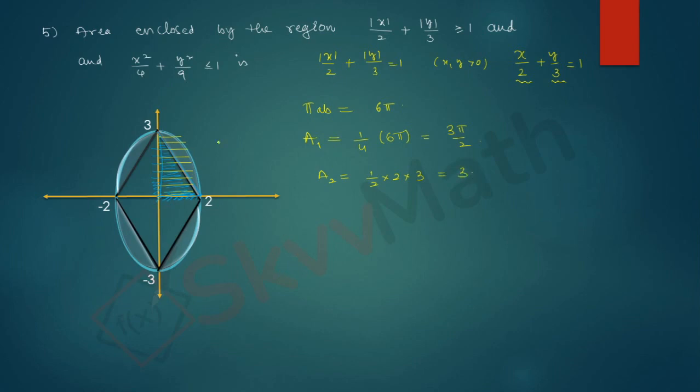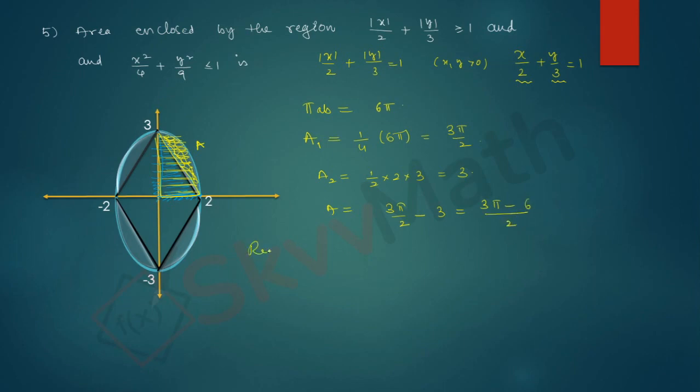Now from this A1, the area I mentioned, if you remove the area of this triangle, what you are going to get? You are going to get this area. Right, so that is capital A. So capital A is equal to A1, 3 pi by 2, minus A2. If you subtract, this is (3 pi minus 6) divided by 2.